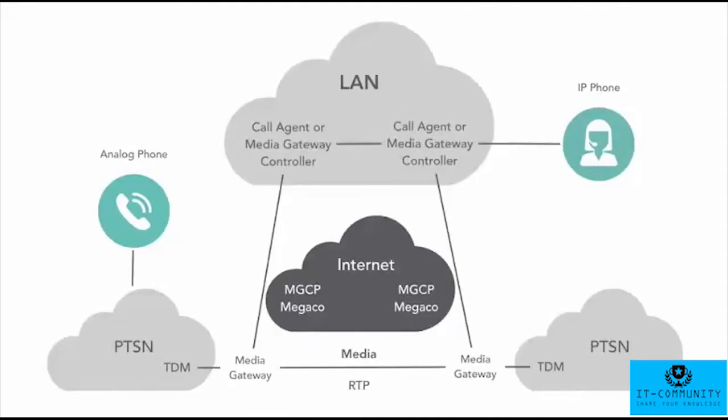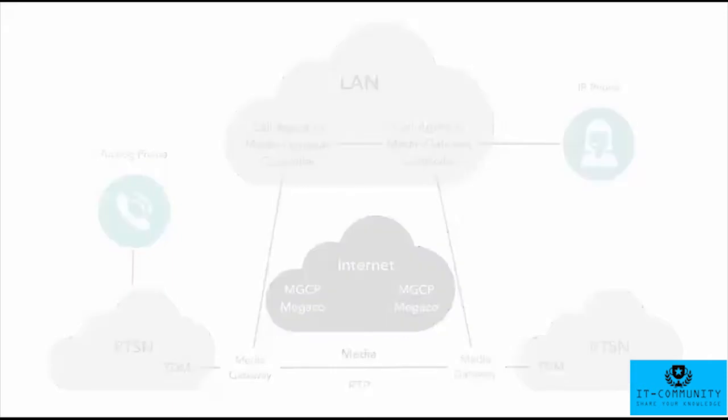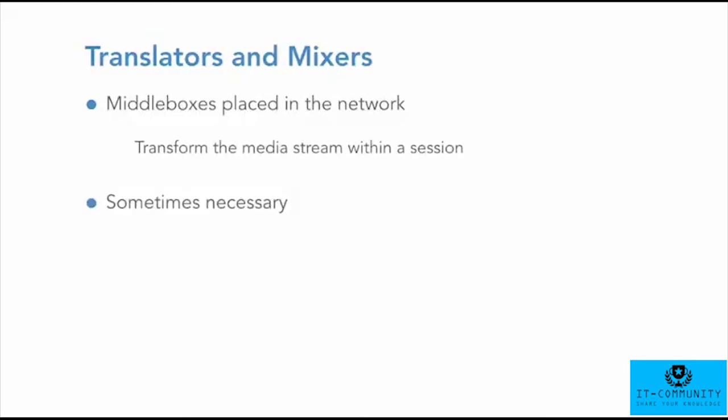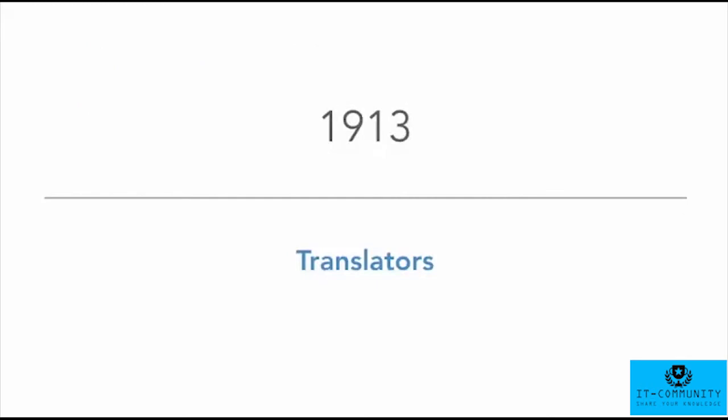When transmitting multimedia over a complex network, as seen in this graphic, it's important that all sites receive the data in the correct format. Translators and mixers are middle boxes that are placed in the network that transform the media stream within a session. They're sometimes necessary when handling conferencing sessions or traversing firewalls. Translators transform RTP media as it passes through a network to better suit the characteristics of the output network.